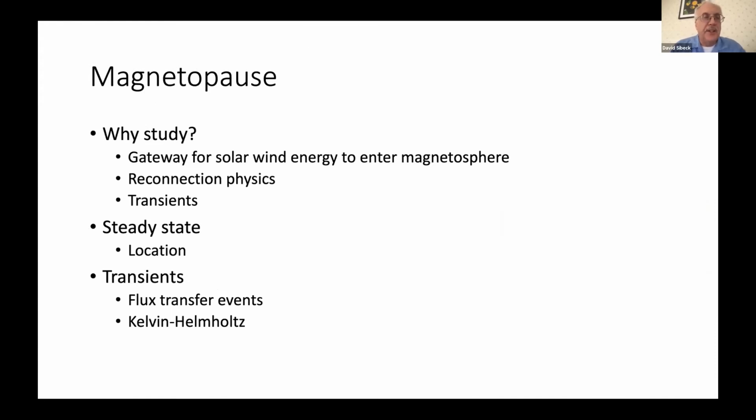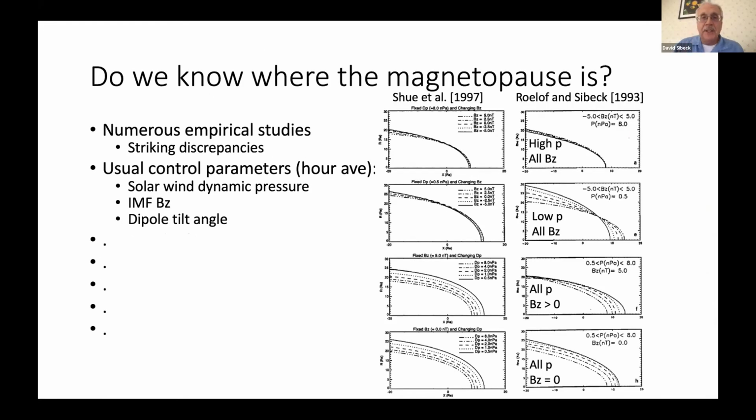Magnetopause. Why study the magnetopause? It's a gateway for solar wind energy to enter the magnetosphere. It's a super place to study reconnection physics. There are an abundance of transients there. The sort of things we think we know, but do we really? Or where is the magnetopause? And the sort of things that are hot topics right now are, as always, transients and flux transfer events and the Kelvin-Helmholtz instability. Do we really know where the magnetopause is? Here is an old paper from Shue, 97, comparing their predictions of where the magnetopause is for solar wind dynamic pressure and Bz with those that Roelof and I got many years ago.